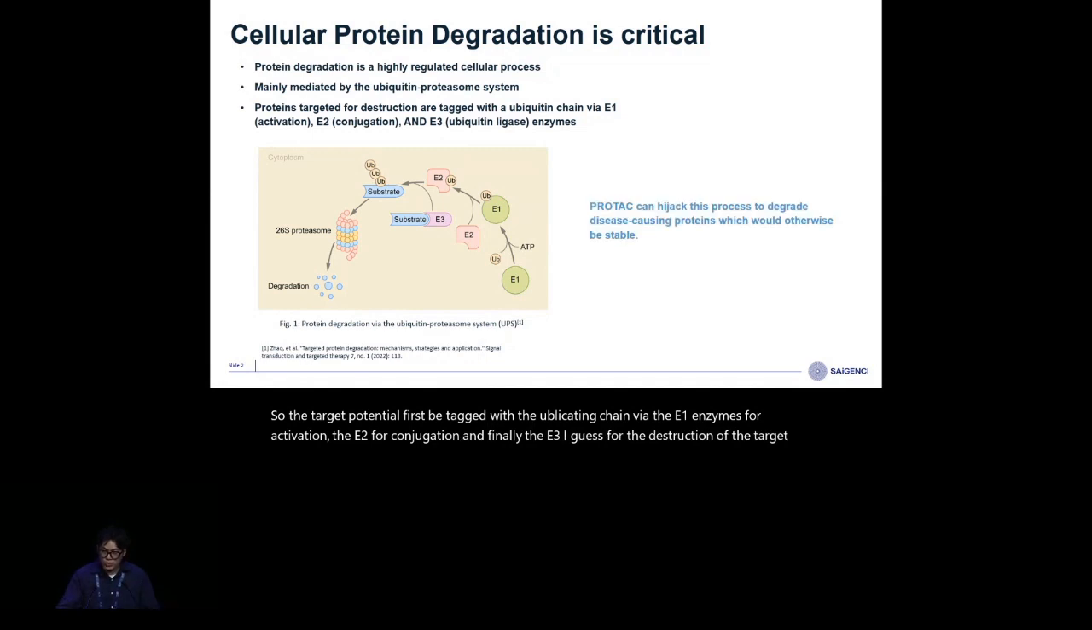So what is PROTAC? PROTAC is a small molecule that can hijack this process, that can induce the degradation of the disease-causing proteins, which would otherwise be stable. So this makes PROTAC play a very critical role in cancer drug discovery.